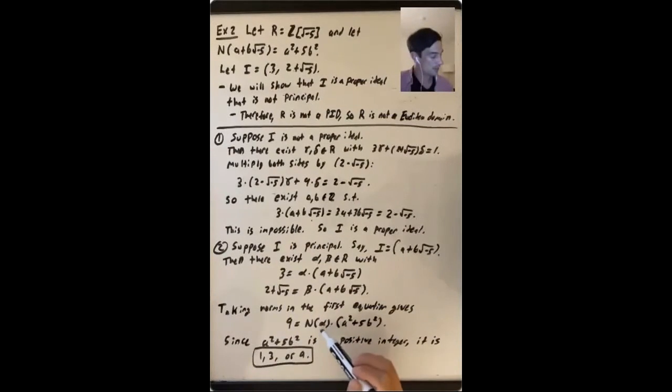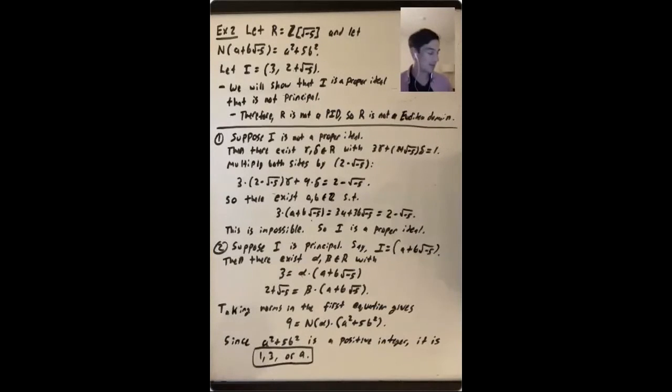And on the right-hand side, we get norm of alpha times norm of a plus b square root of negative 5. Remember, the norm function is multiplicative. So what does that mean? Well, 9 is equal to a product of these two things that are positive integers. So what are the possibilities for a squared plus 5b squared? Well, it has to be some positive integer dividing 9. So it's either 1, or it's 3, or it's 9.